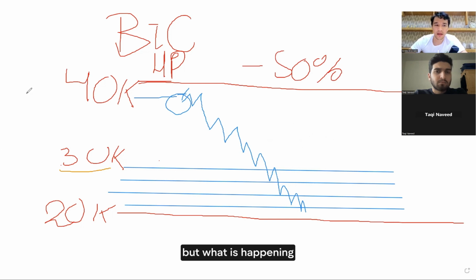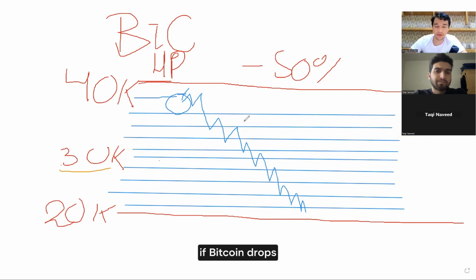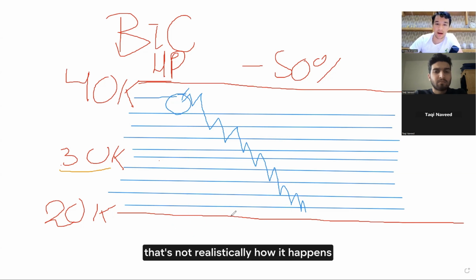But what is happening inside the bot? Do you lose the 50%? Do you lose 50% of your investment? Or what happens in reality? If Bitcoin drops to $20,000, first, a 50% drop is a lot for Bitcoin, meaning that it's not going to happen right away. If it was to happen, it's not going to happen within the next 5 seconds, literally like boom. That's not realistically how it happens.